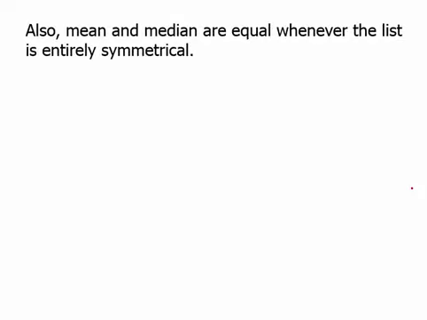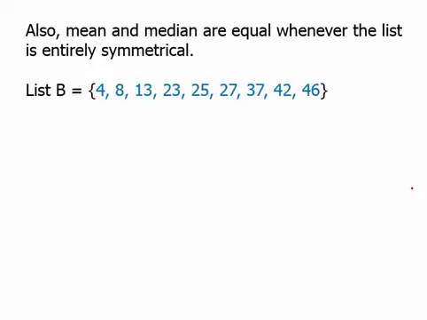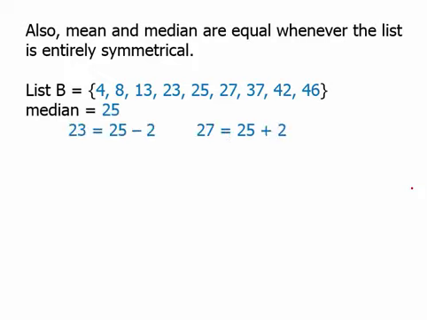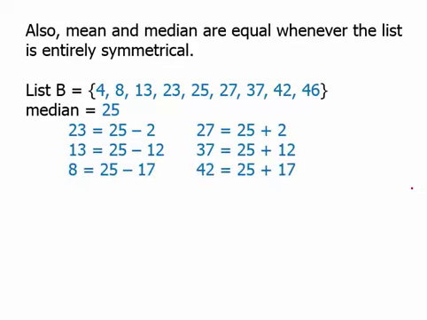Also, mean and median are equal whenever the list is entirely symmetrical. What do I mean by that? Well, consider this list. Of course, the median is the middle number, 25. Now think about the other numbers. 23 and 27 are both exactly 2 away from 25. 13 and 37 are 12 away from 25. 8 and 42 are 17 away from 25. And 4 and 46 are 21 away.